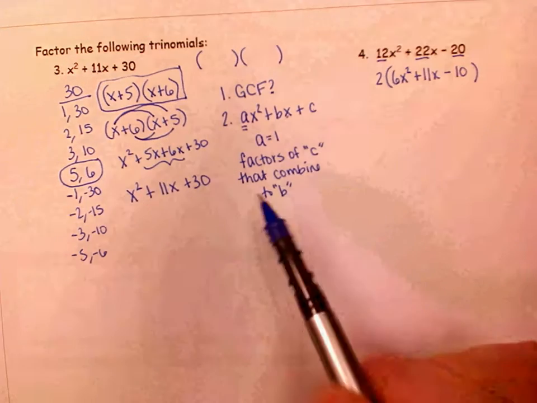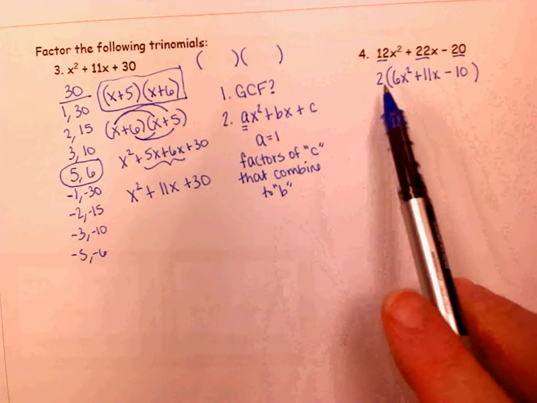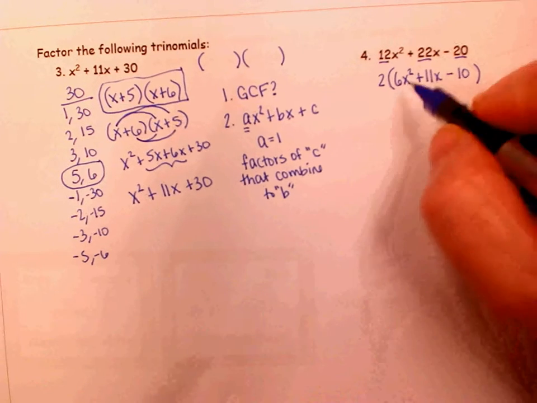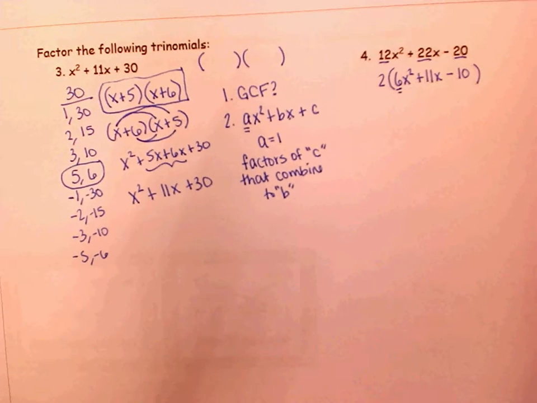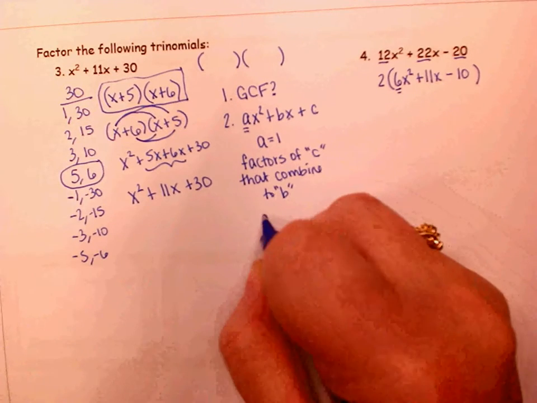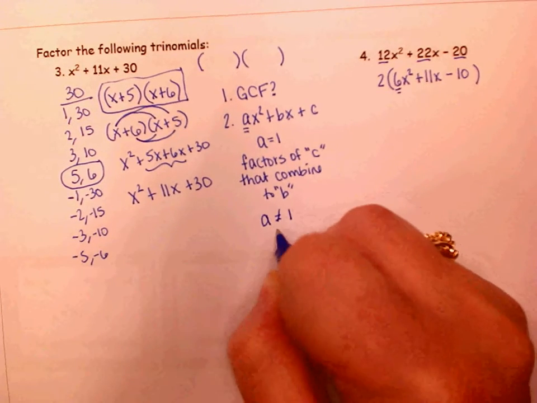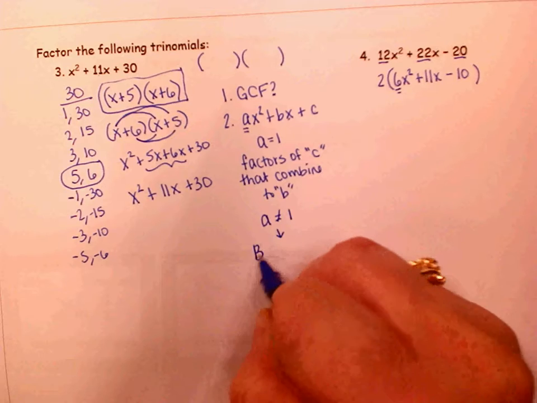Now, of course, not all of them have an a value of 1. Like when we factored out the GCF here, we still have an a value that is not 1. So when a does not equal 1, that's when you use what we call the bottoms-up method.